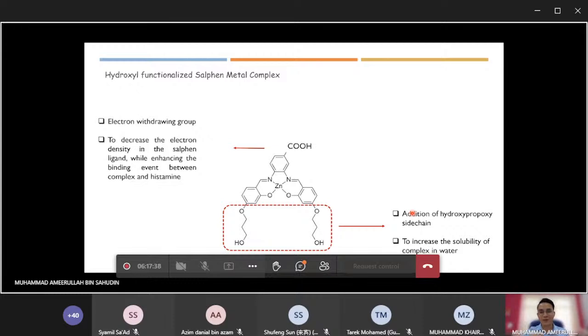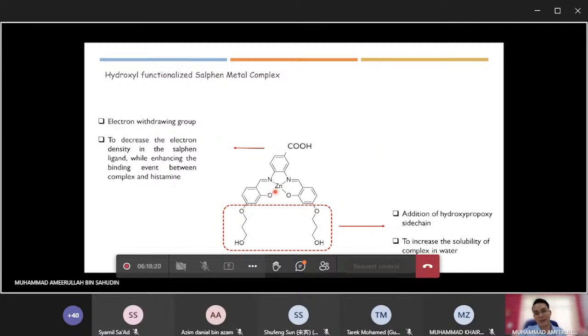In this work, we propose a new sensing material based on a zinc(II) hydroxyl-functionalized salphen metal complex. There is a zinc metal center, chosen because it is non-toxic, surrounded by a salphen ligand with many aromatic rings. We also install an electron-withdrawing group, the carboxyl group, to decrease the electron density in the salphen ligand, enhancing the binding event between the complex and our target, histamine.